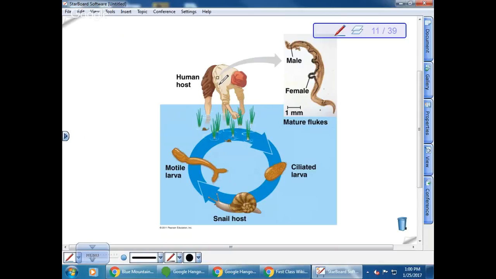Okay, so I have a little handout. We won't take time to do this in class, but if you want to practice, this just describes the life cycle of the blood fluke. And then on the back, we're going to talk about another specialized fluke.